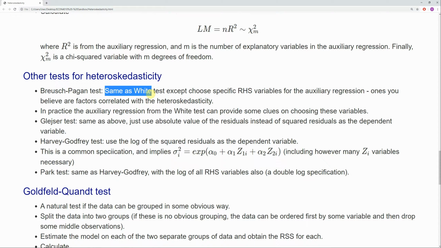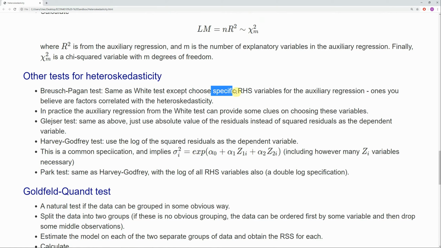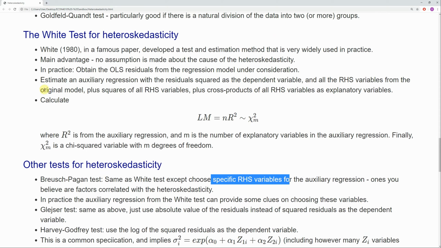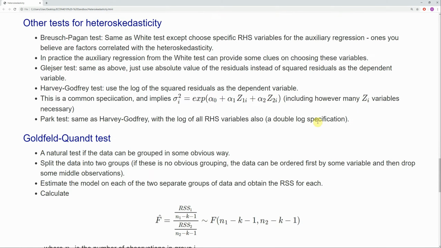The Breusch-Pagan test, as we said, could be a custom version of the White test, because you can have specific right-hand side variables. You don't have to just use these, but for any Breusch-Pagan test, if you just use this specification of right-hand side variables, it turns into a White test. So the Glejser test, instead of using the residual squared, used the absolute value of the residuals. Harvey-Godfrey used the log of the squared residuals as the dependent variable.